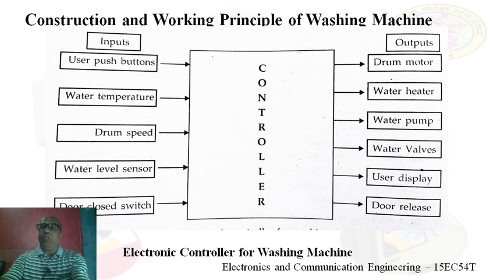Some of the latest washing machines do have water heaters to heat up the water, and then there is a water pump to get the water in, then water valves are there to get exactly how much water the machine needs to wash different types of clothes. Then there is a user display here, as you can see. Then there is a door release button. As soon as the door is released, the motor stops.